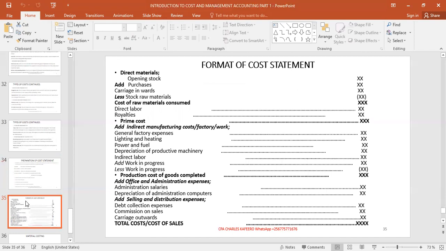For the cost sheet, we start with the direct costs. And these direct costs are the direct material, direct labor, and direct expenses. And those ones give us a prime cost. So when we reach the prime cost, we add the indirect manufacturing cost or the factory costs to reach the production costs.